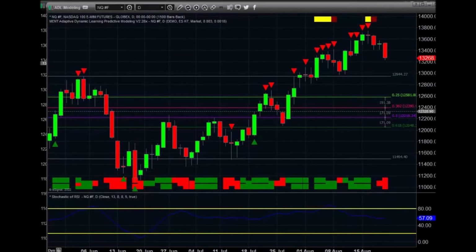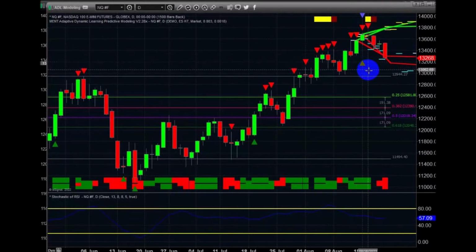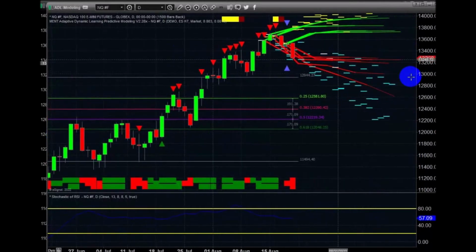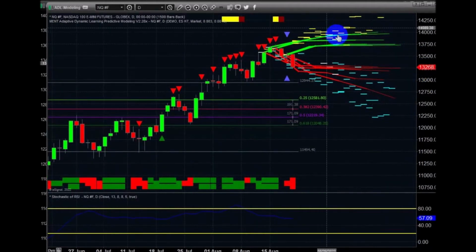Let's take a look over here at the predictive modeling system. Predictive modeling, the way it works is it maps out price activity. Let's see if this coincides. Yes, it looks like it's got a stronger bias down to the 13,000 level. So watch this, possibly down to 12,400. There is a chance that we could see upward movement, but stalling around 14,000.